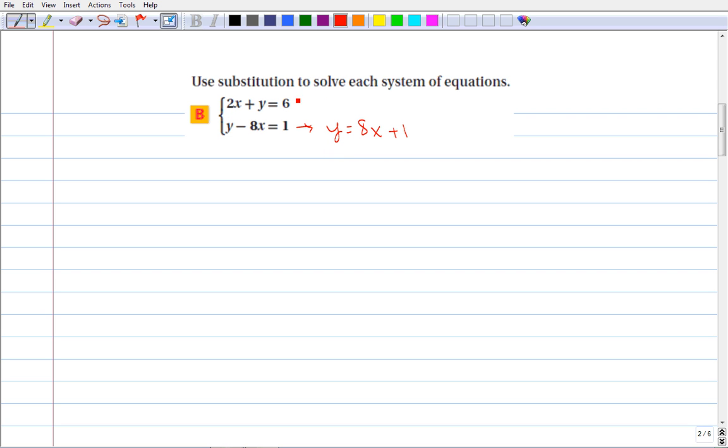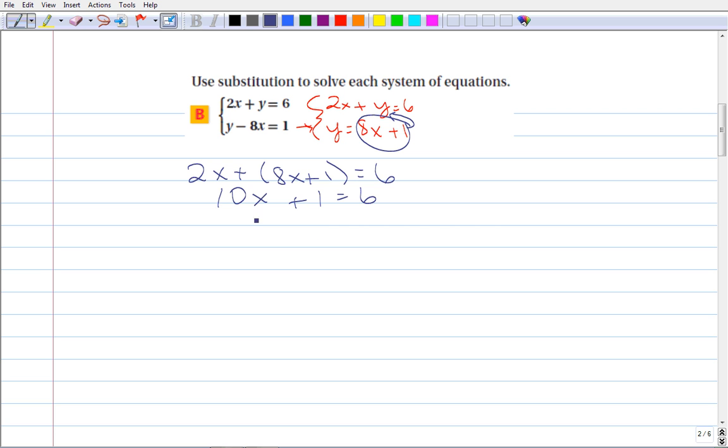And then up here, I'm going to have 2x plus y equals 6. So this is not new, but rearranged a little bit. So I have this 8x plus 1, and I'm going to plug it in for that y. So I'm going to have 2x plus, here's my new y value of 8x plus 1 equals 6. 2x plus 8x is 10x. And we have plus 1 equals 6. If we subtract 1, we'll get 10x equals 5. And then divide by 10, we'll get x equals 1/2.